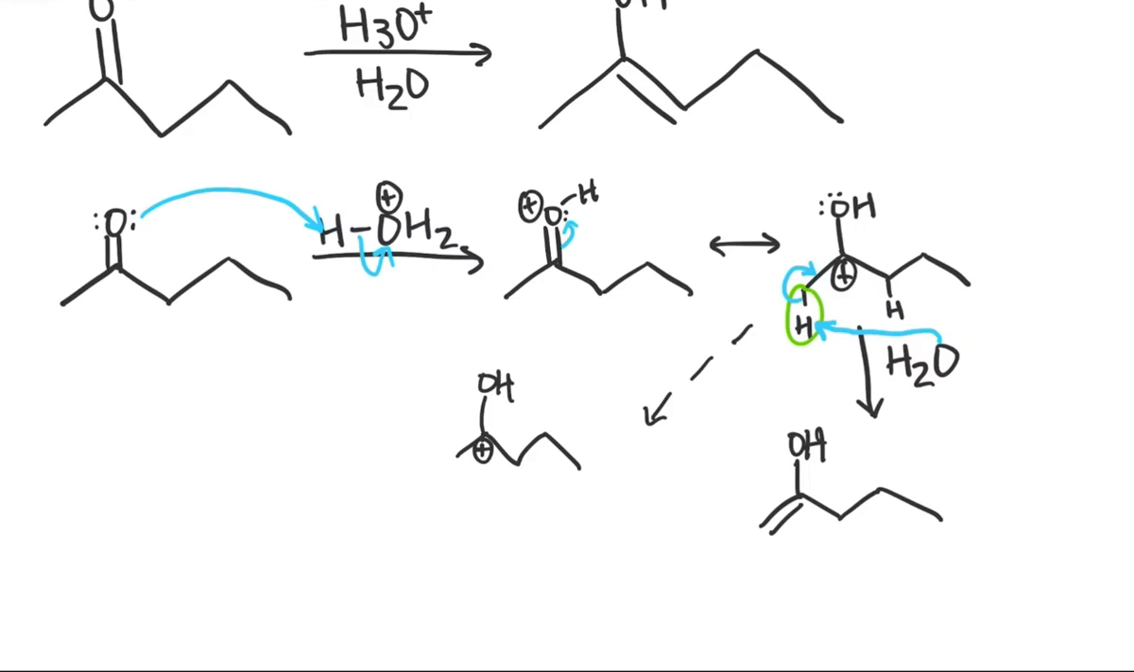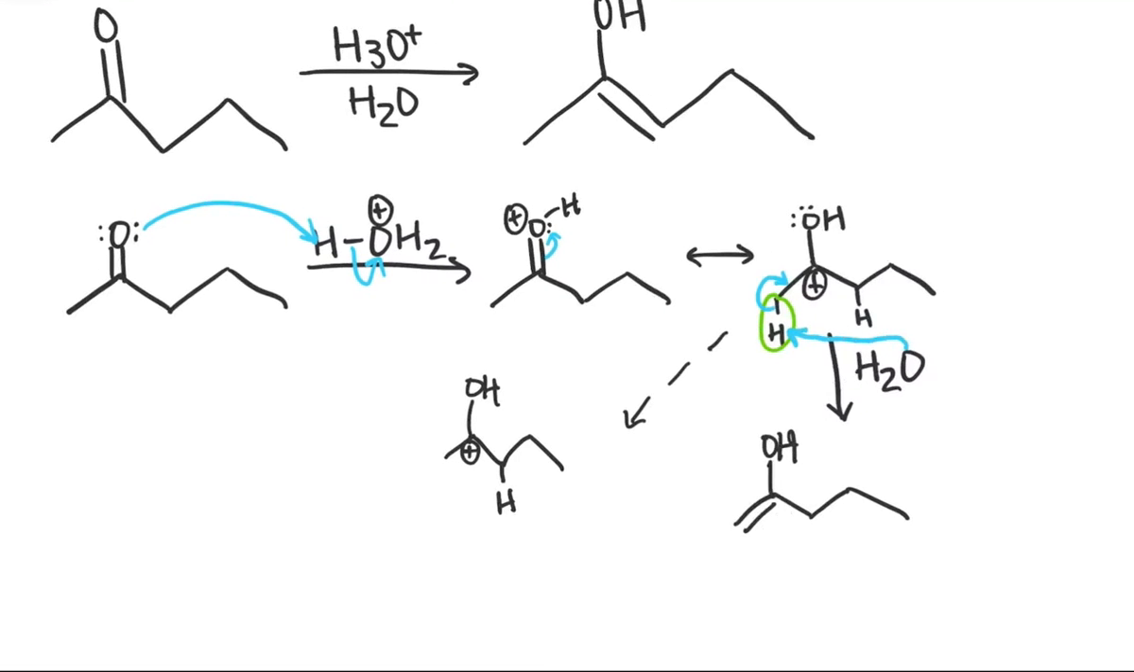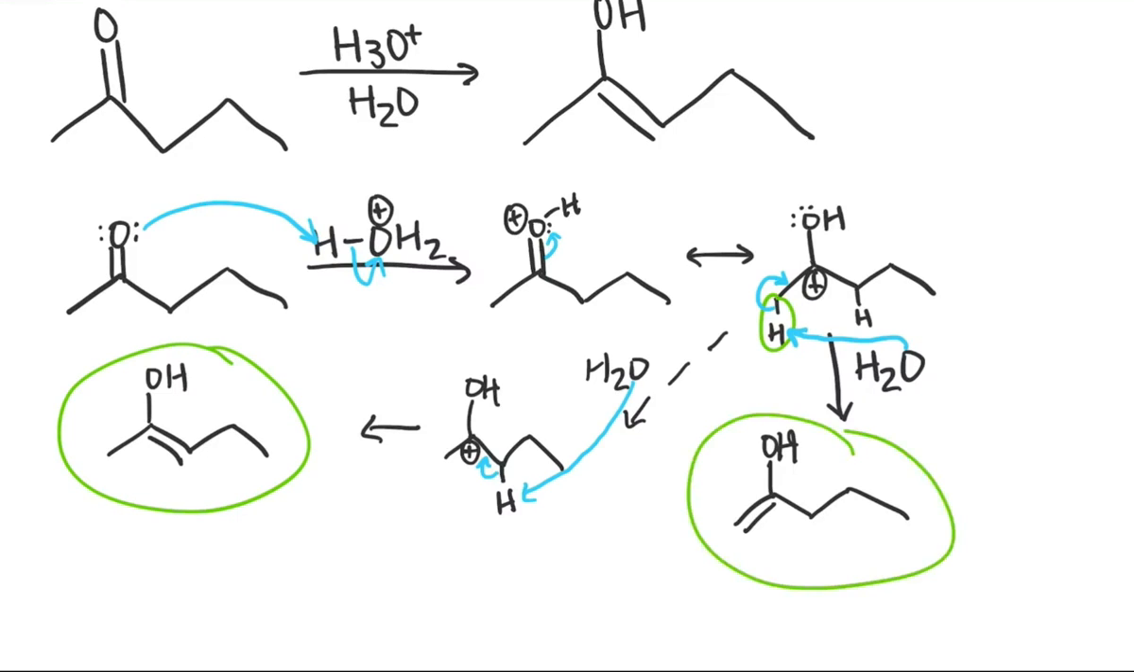Positive charge. Now what if we deprotonated from this alpha carbon? Well, we'd still have water coming in. So that oxygen grabs on the hydrogen. Those electrons go up to form our carbon-carbon double bond. Okay, so now we have our two products. Which one is going to be more likely to form and why?